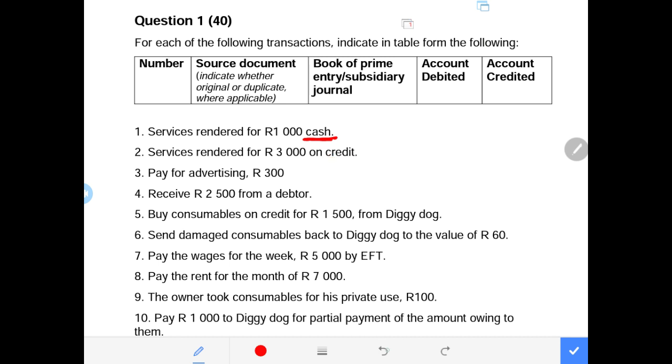So let me stop there. We'll still do our number 2. Now we are very clear that number 1 is cash, so the cash receipt journal will be affected. Then let's ask ourselves, what did we do?